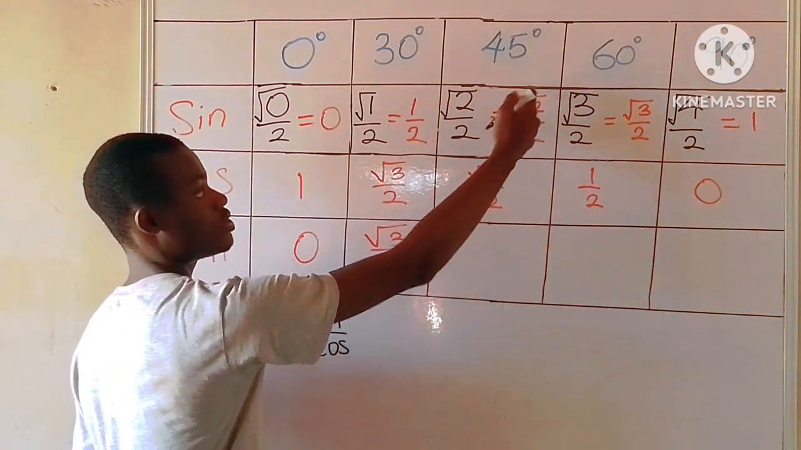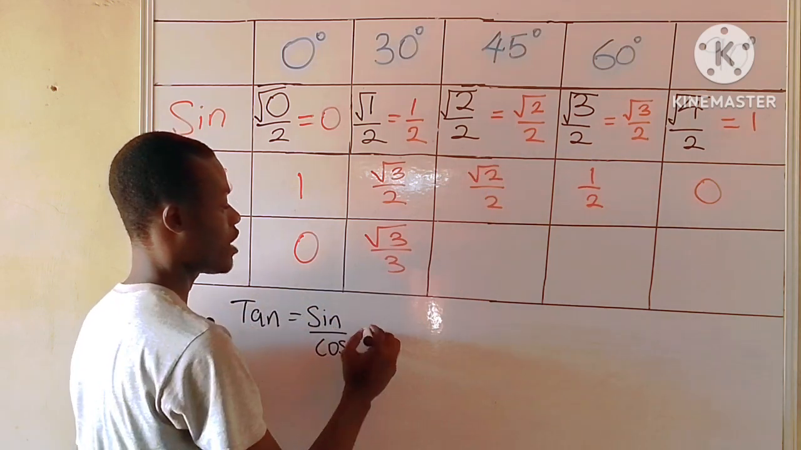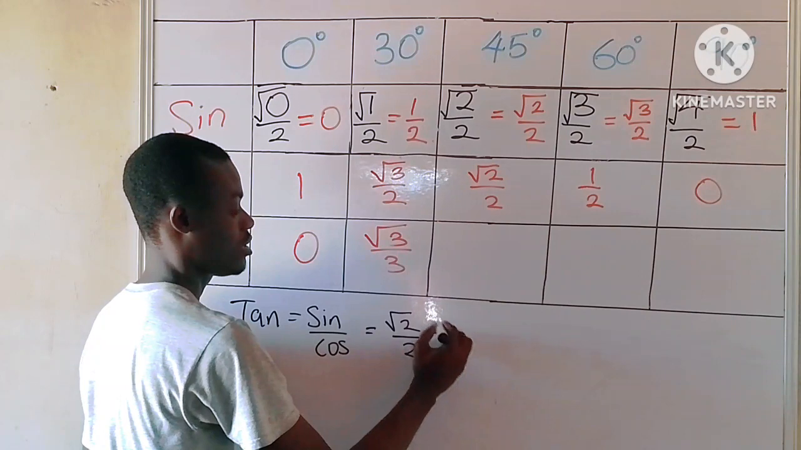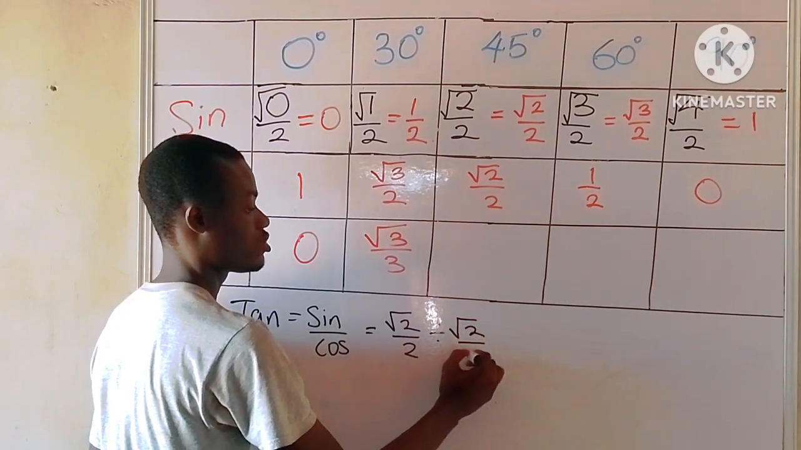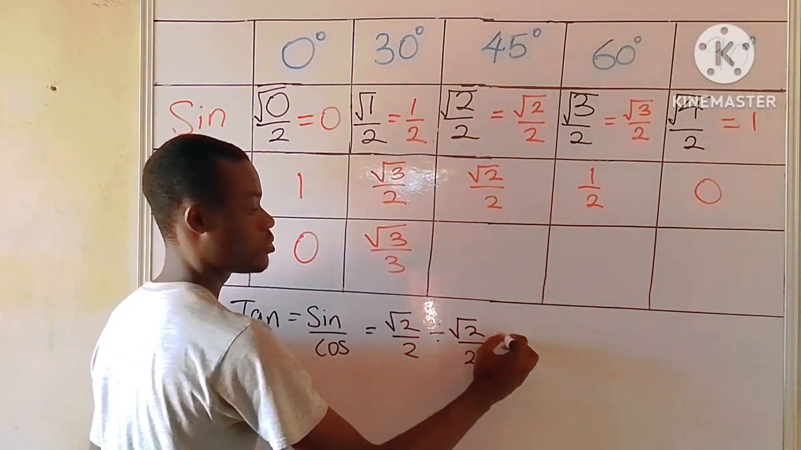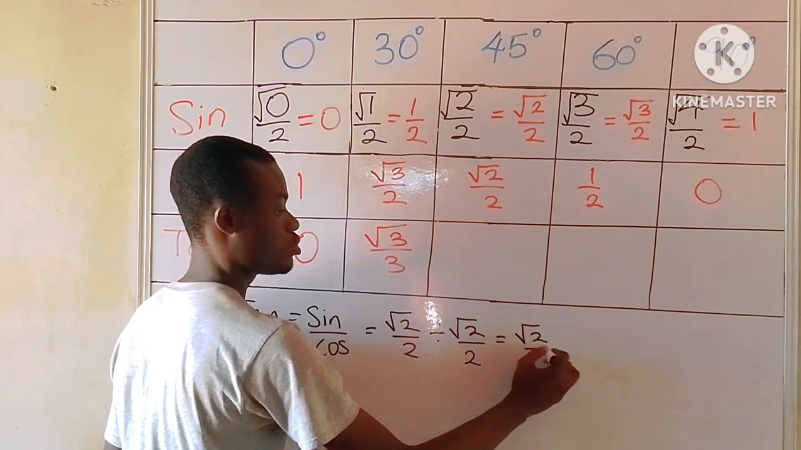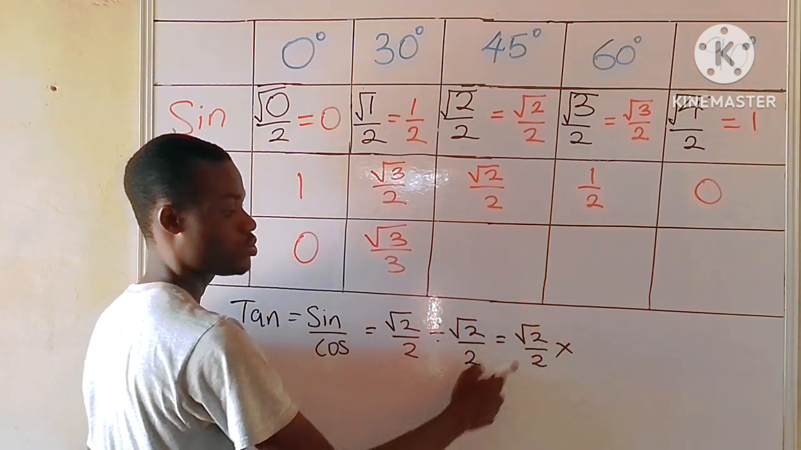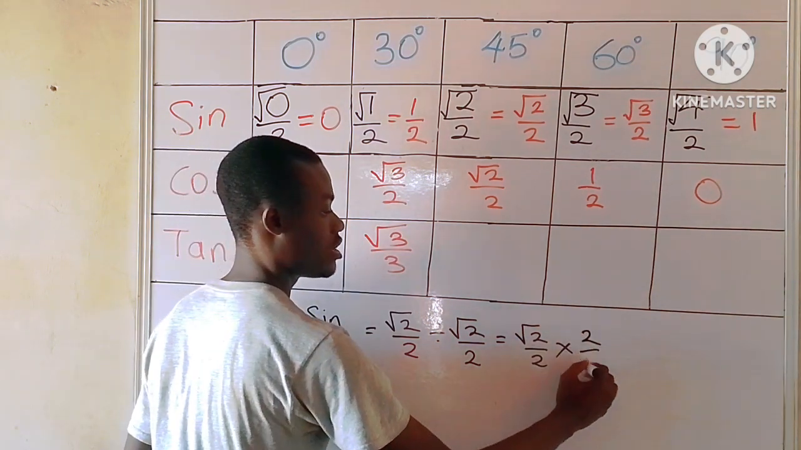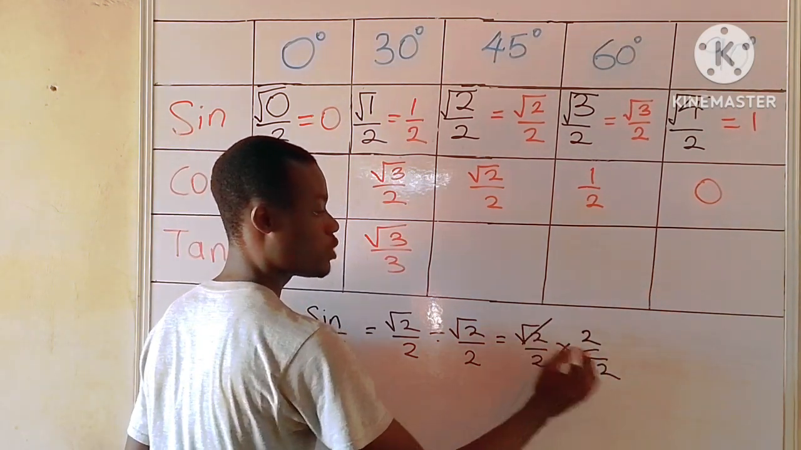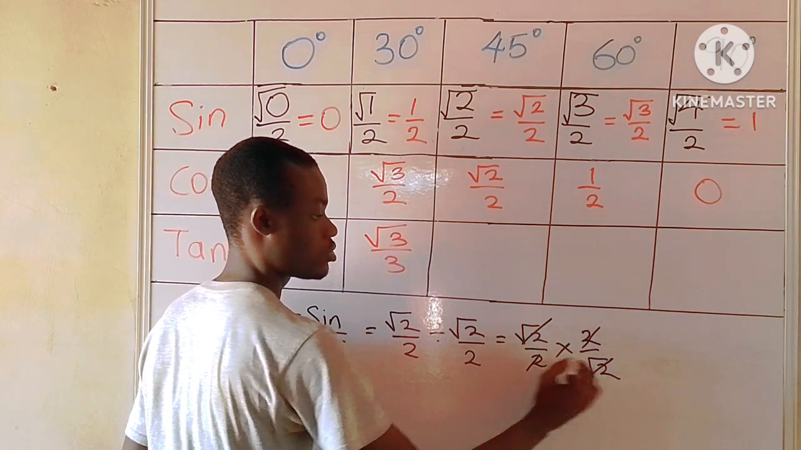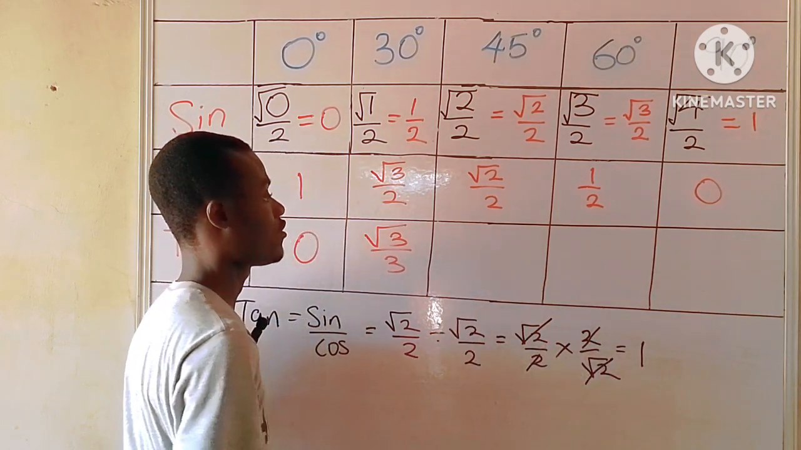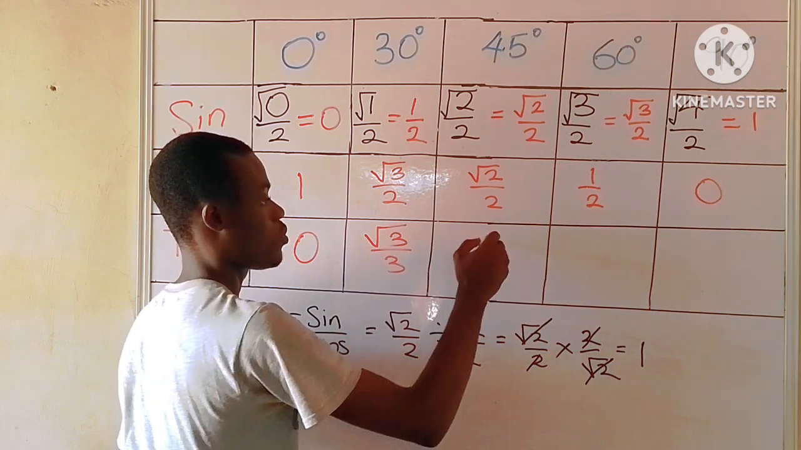Next column, we are going to divide this by this. So we have root 2 over 2 divided by root 2 over 2. So when we change this to multiplication, we have root 2 over 2 times, after changing this to multiplication, this will go up and this will come down. So we have 2 over root 2. Root 2 will cancel out root 2 and 2 will cancel out 2. So this will give us 1. So on this column, tan 45 becomes 1.